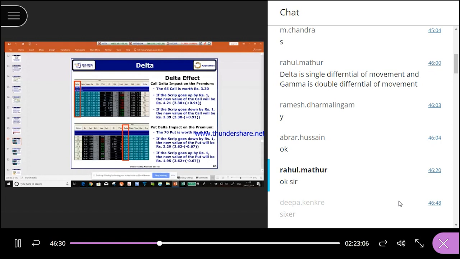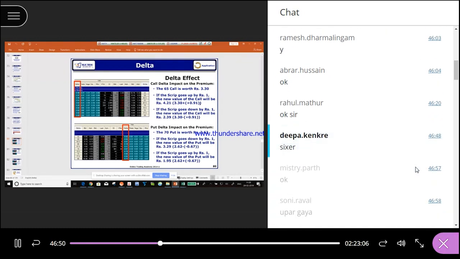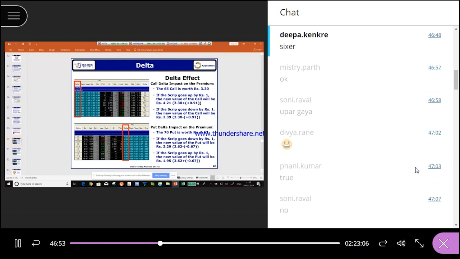All right. So what you said is correct. Gamma is the second order derivative of the underlying price movement. Delta is the first order derivative of the underlying price movement. Now, if this makes sense to people, well and good. If it doesn't make sense, you are not missing out on anything. Don't worry. Only engineering or mathematics students will understand this. That's it.